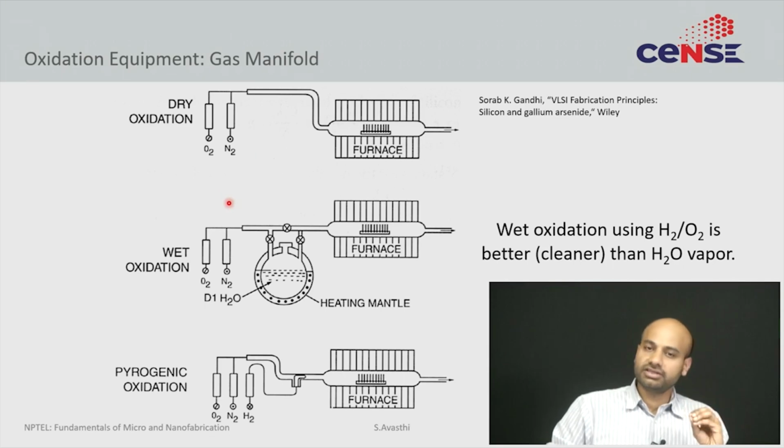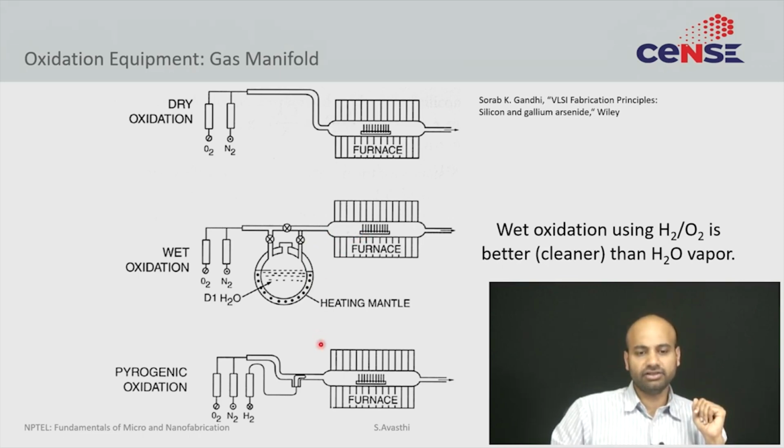If you were to do wet oxidation, things would be a little more complicated. In wet oxidation, you actually have a bubbler, and in that bubbler you can fill it with ultra pure water, hopefully DI water, and then what you would do is you would bubble the inert nitrogen through this water. As the nitrogen goes through the water bubbler, it picks up some of this water vapor, and that water vapor is transported into the furnace where it actually does the oxidation.